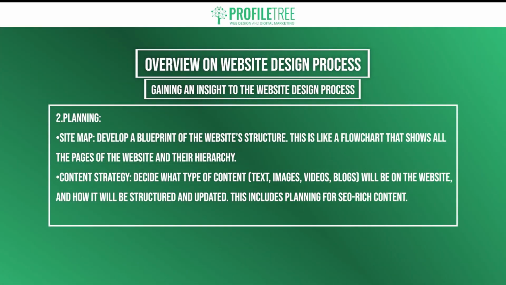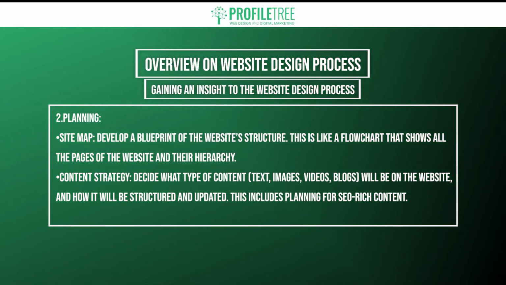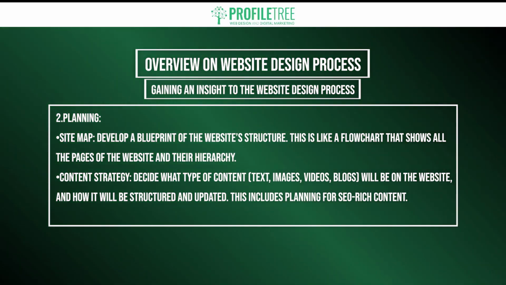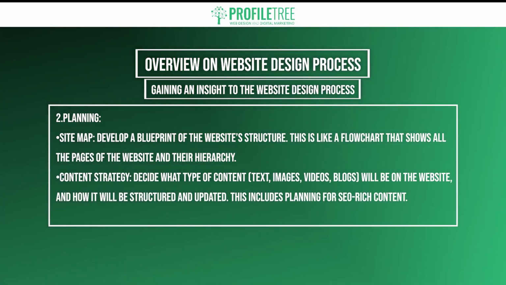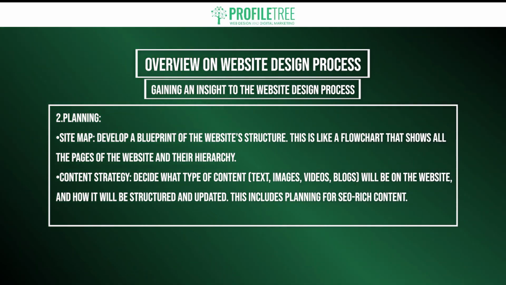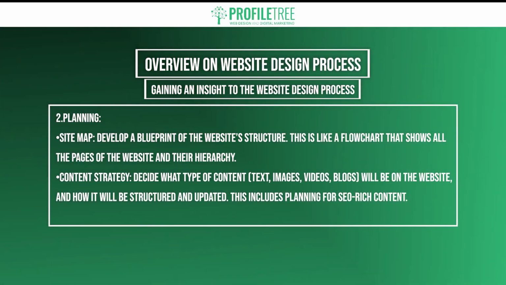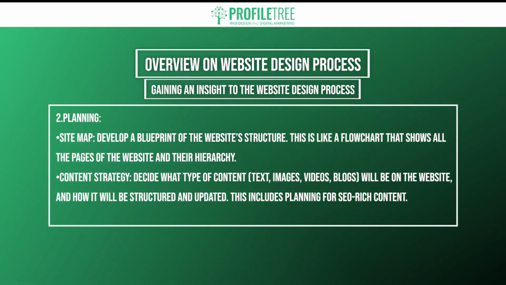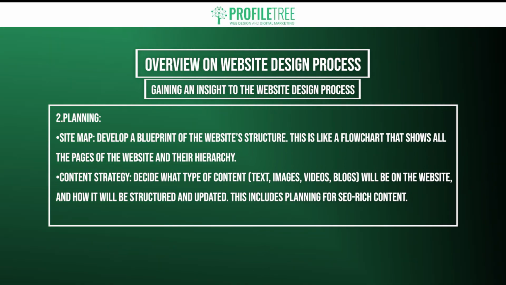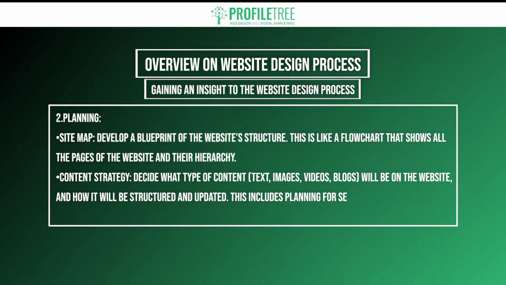Next, you need to think about the content strategy as well. So decide what type of content, text, images, videos, blogs will be on the website and how it will be structured and updated. This includes planning for SEO rich content. And again, as I've mentioned before, you really need to take a look at some of the keywords that are commonly searched, depending of course on the business that you'll be in or what you'll be using the website for.